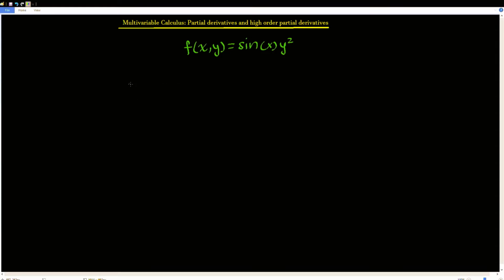So there are three steps for finding a high order partial derivative, and actually let's just start with partial derivatives. The three steps for high order partial derivatives, I'll just call that HOPD, meaning high order partial derivatives. That's what I'll be calling it. I want to write it all out. And step number one is to find partial of f with respect to x.